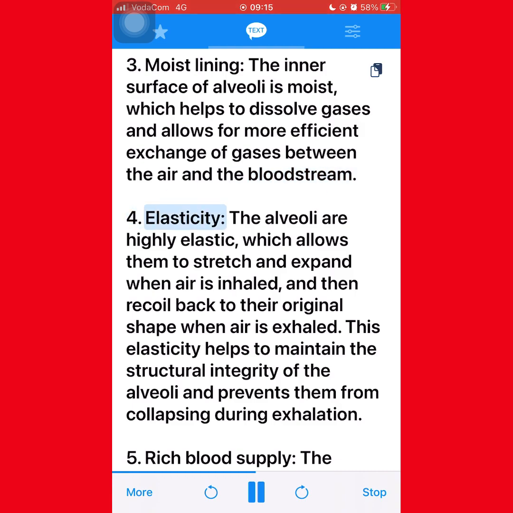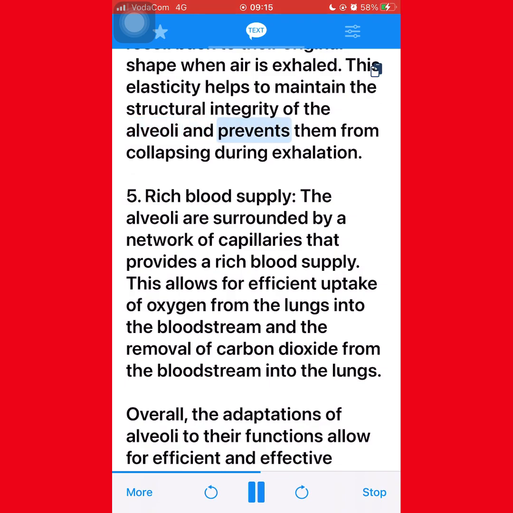4. Elasticity. The alveoli are highly elastic, which allows them to stretch and expand when air is inhaled, and then recoil back to their original shape when air is exhaled. This elasticity helps to maintain the structural integrity of the alveoli and prevents them from collapsing during exhalation.